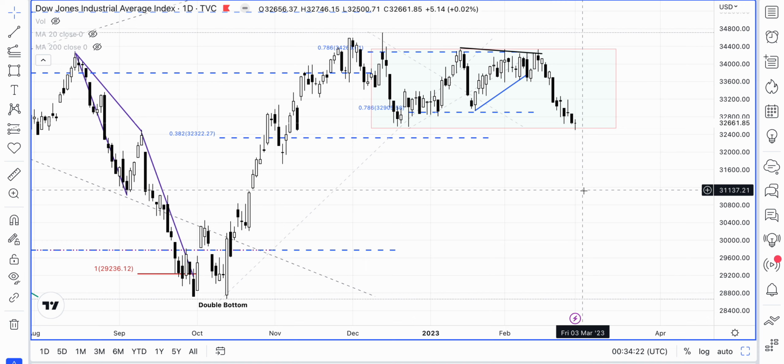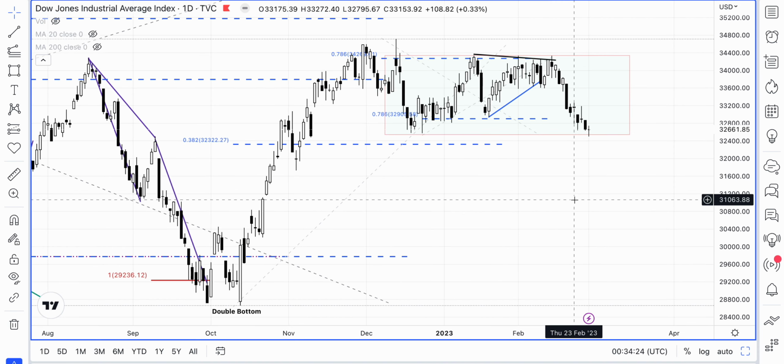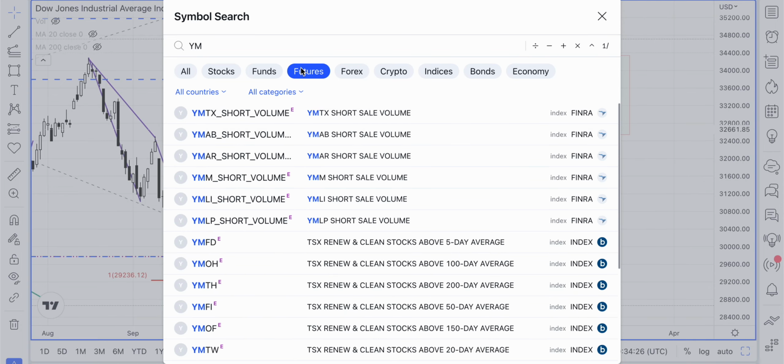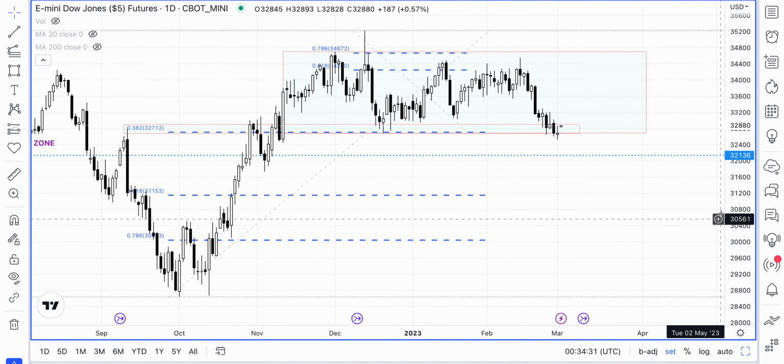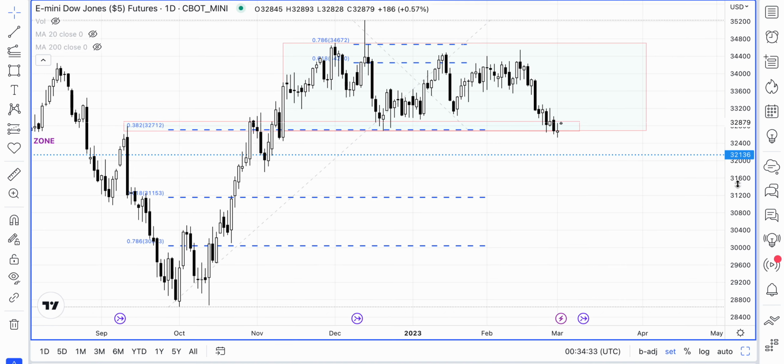So that is another thing which we need to make a note of. Let's take a look at the futures for the Dow Jones. So here, slightly different picture. What we note is that the price did make a 38.2% Fibonacci retracement on the 20th of December 2022.